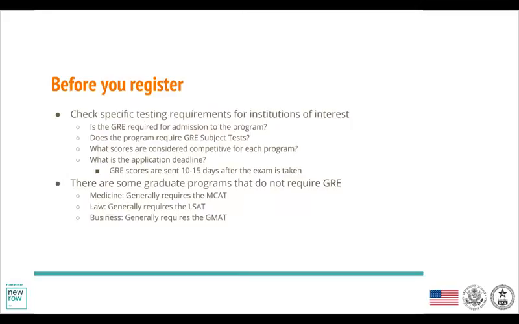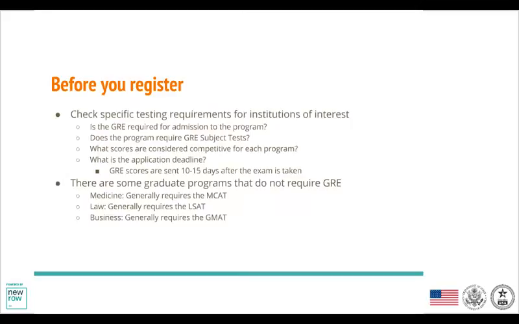There are some programs as well that do not require the Graduate Record Exam or might require an alternative to that exam. So for instance, if you're thinking about studying medicine in the United States, generally we require the Medical College Admissions Test, or MCAT, and that is a very different format and requires a very different application process.